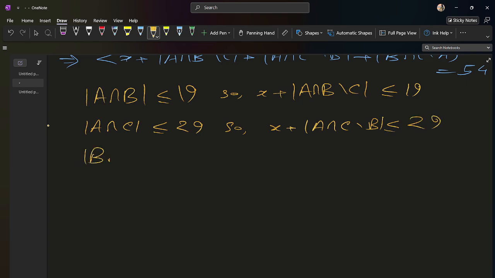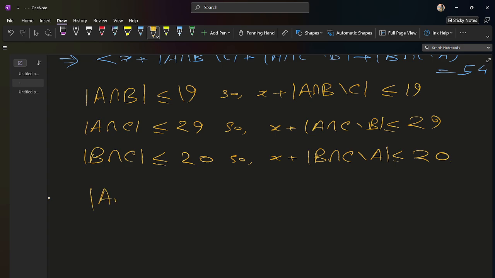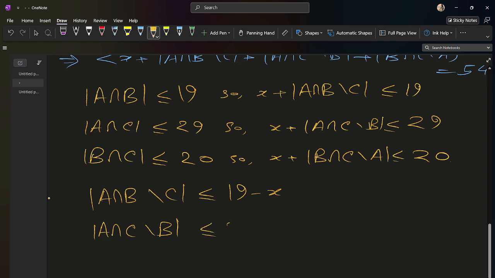And similarly for B intersection C, the same thing will happen: x plus B intersection C minus A will be less than or equal to 20. Okay, so now from each we can say that A intersection B minus C is less than or equal to 19 minus x, A intersection C minus B is less than or equal to 29 minus x, and B intersection C minus A is less than or equal to 20 minus x. Okay, so now we are going to maximize x.